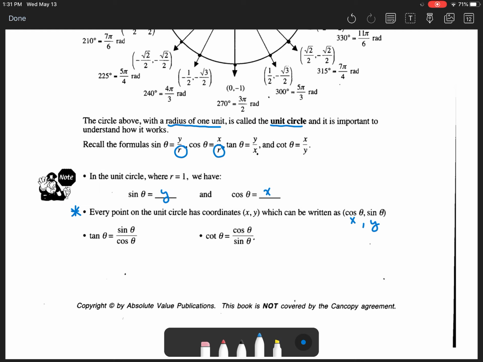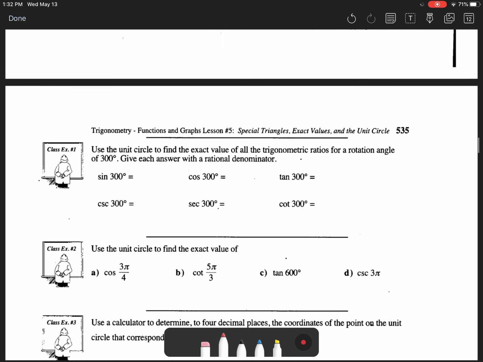This point right here, so make sure you highlight that. And you can also maybe highlight these 2 points. Tangent is sine over cos, because remember, tangent is opposite over adjacent, which is basically like saying y over x. Sine is the y, cos is the x.